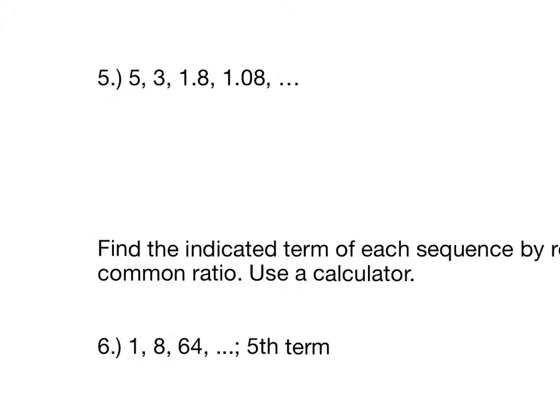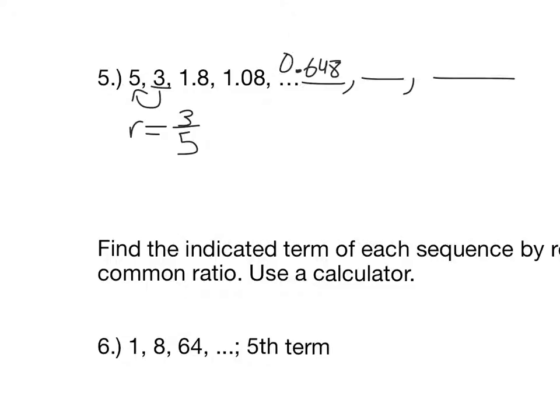And then this one, 3 divided by 5 is 3/5. And your common ratio is 3/5. That means you're multiplying each term by 3/5 to find the new term. Now to find the next 3 terms, we would just multiply by 3/5. So your next term would be 648 thousandths. Then we would have 0.3888. Then we'd have 0.23328 would be your next three terms. All right.